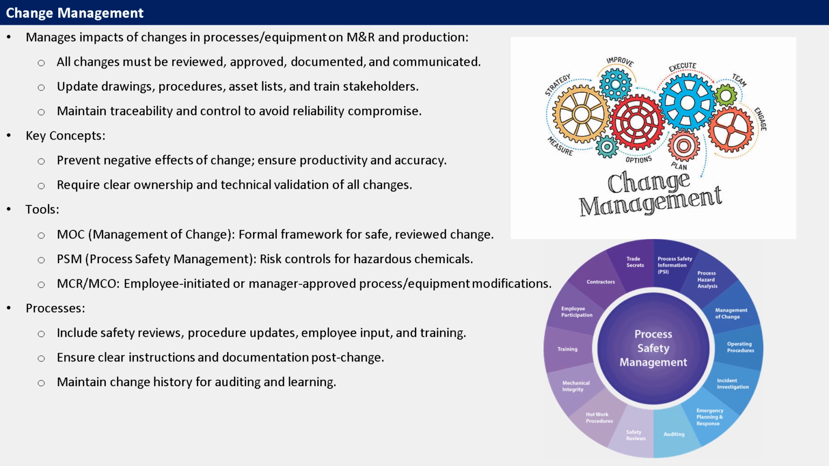Processes. Effective change management requires safety reviews, risk and hazard assessments before executing changes, procedure updates. Ensure all operational maintenance procedures reflect the change. Employee input. Involve the people closest to the equipment process to get practical insights. Training. Everyone affected by the change must understand and be trained on the updated process. Documentation. Keep records of what was changed, why, and how. Change history logs for auditing, root cause analysis, and organizational learning in future.